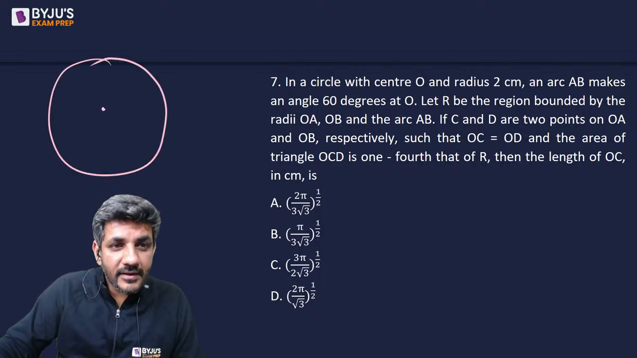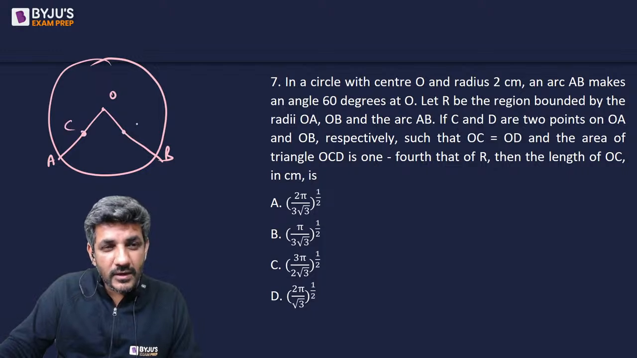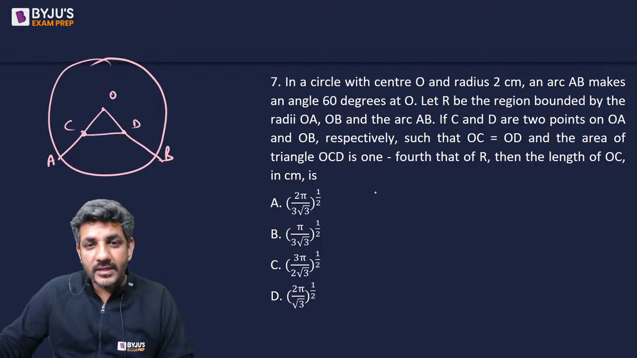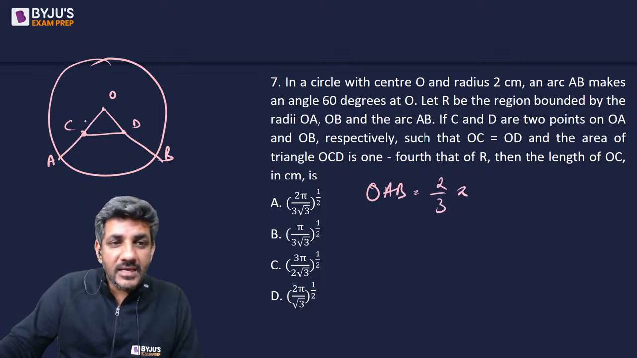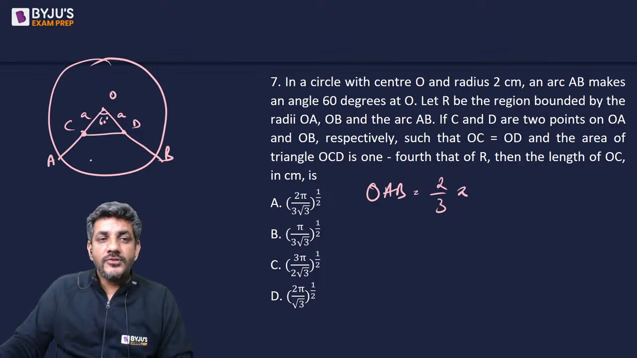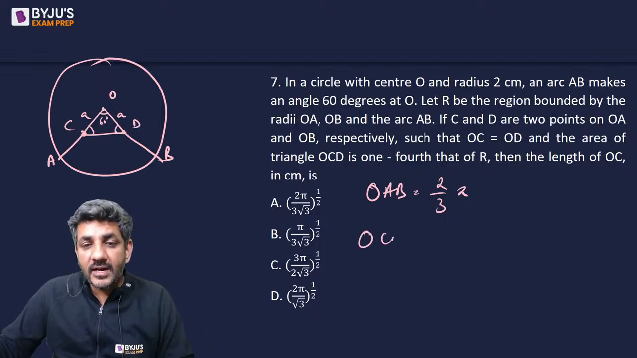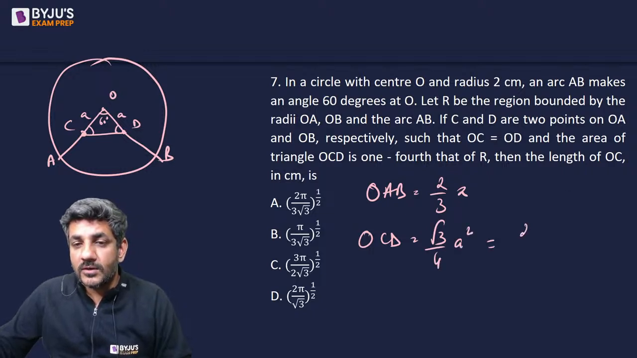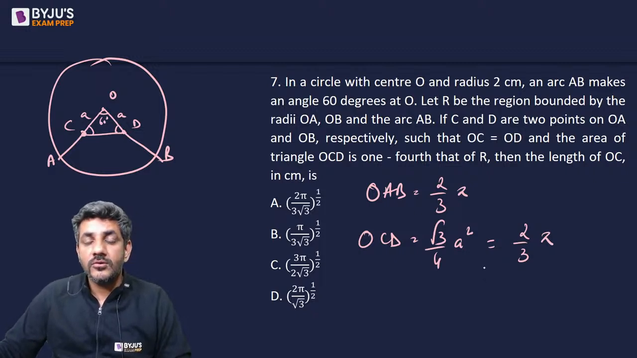So what were we getting here? This was O, this is A, this is B, and this complete area we had already got as R. So I got the area made by OAB as 2 by 3 pi. Now I'm saying let us say OC is A, OD is A, and this angle is 60 degrees. So can I say it has become an equilateral triangle with 60, 60, 60? So the area of triangle OCD is root 3 by 4 A square, and that is equal to 2 by 3 pi, right? Root 3 by 4 A square is equal to 2 by 3 pi.